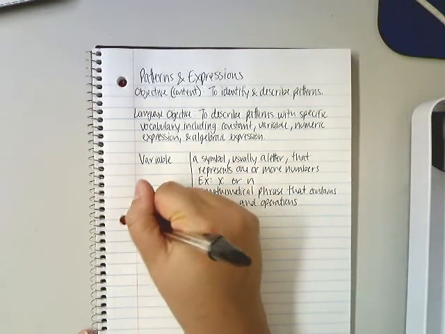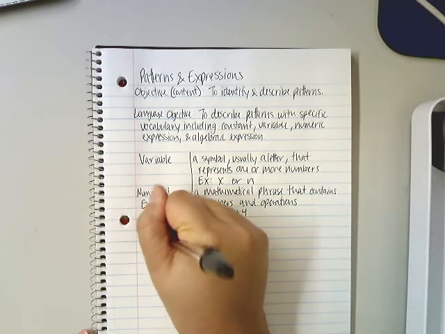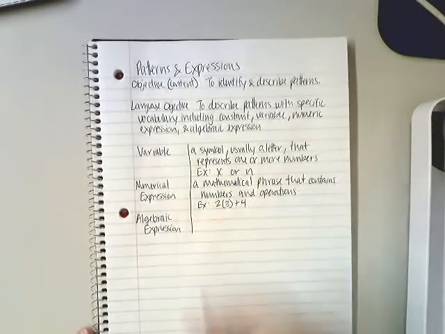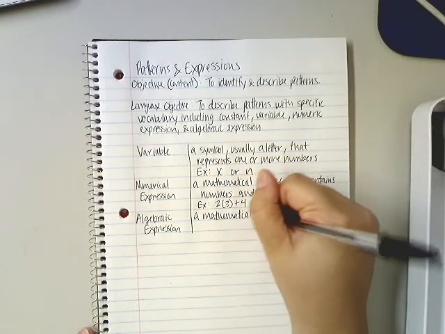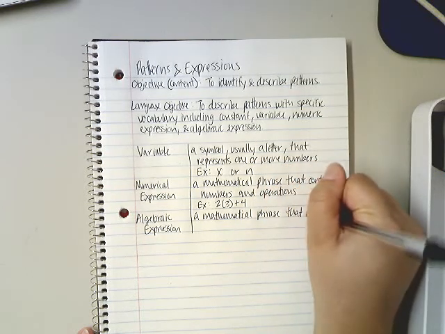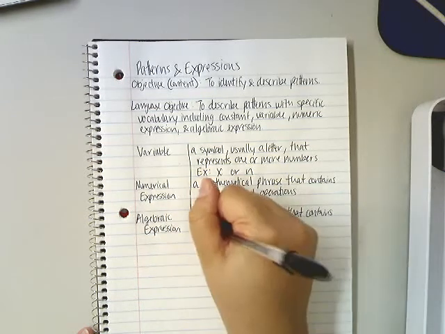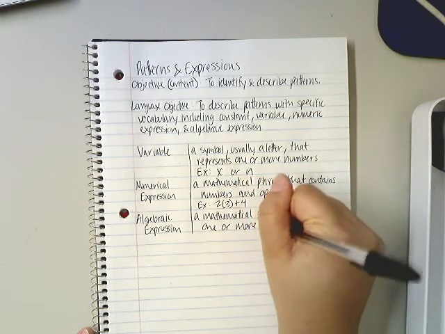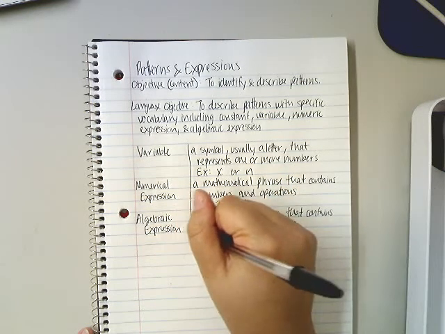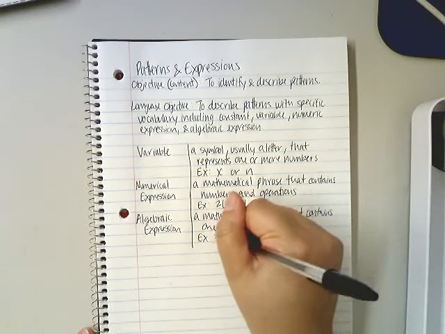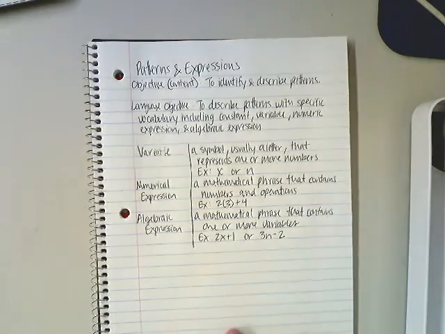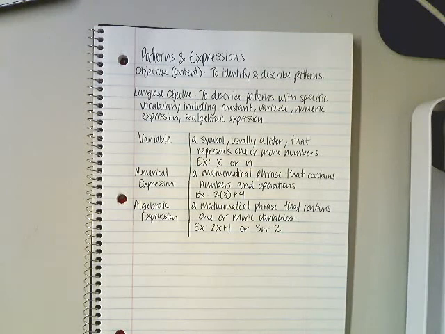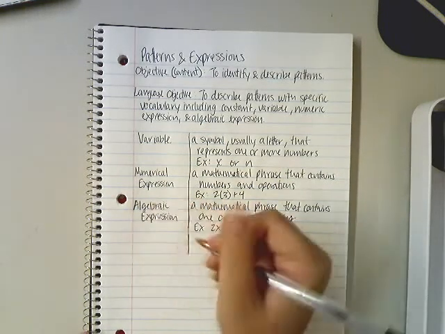Next, we have an algebraic expression. This term means a mathematical phrase that contains one or more variables. An example of that could be 2x plus 1, or you could have something like 3n minus 2. Both of those are algebraic expressions because they contain both numbers and variables, or it just contains a variable, more specifically. All right, so now we're going to do an example problem.